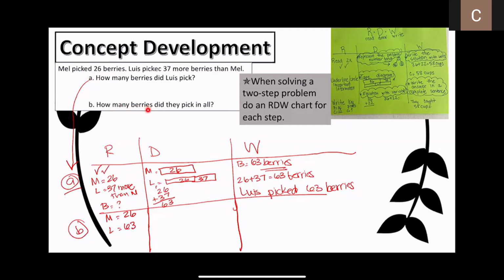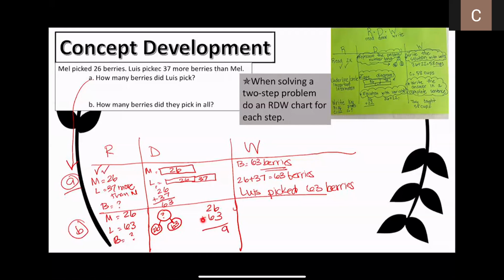How many berries did they pick in all? Now I still need to look for berries, but this time it needs to be for both of them. Now I can do a number bond. My total is unknown, and I know that Mel has 26 berries and Luis has 63 berries. I need to make sure that I also have my standard algorithm, which is 26 plus 63. All right, pause this video and go ahead and solve. All right, friends, 6 ones plus 3 ones gives me 9 ones.